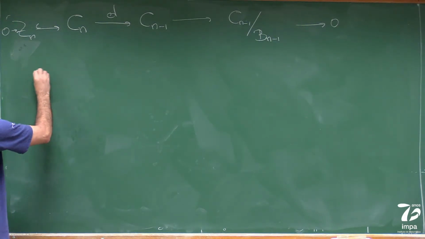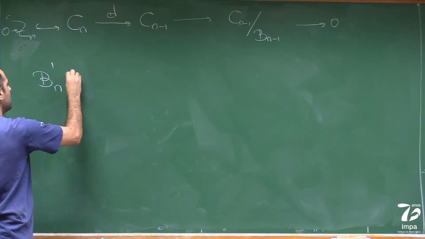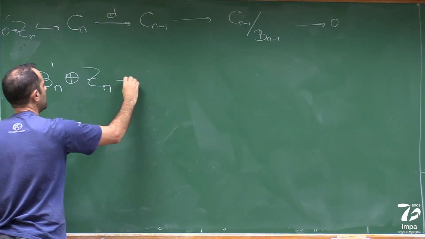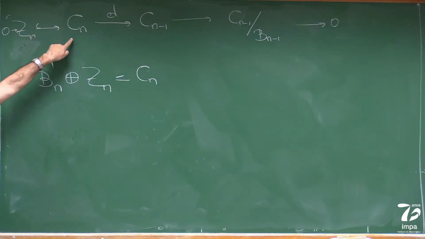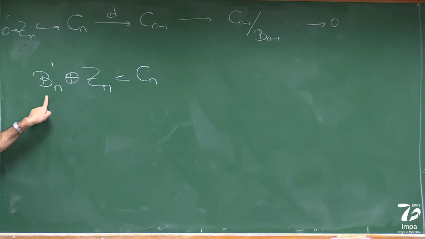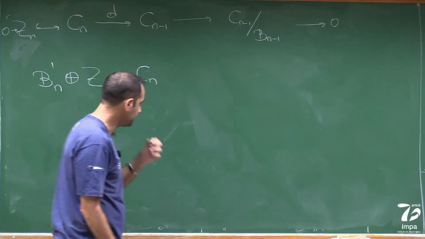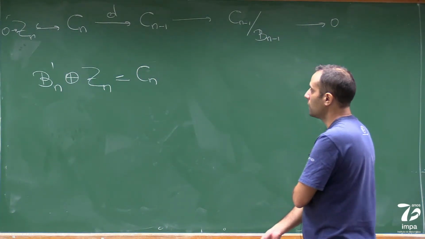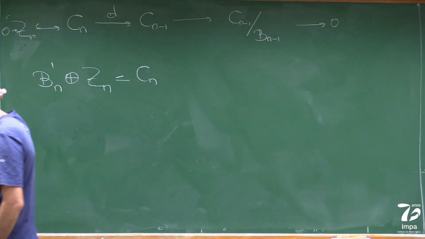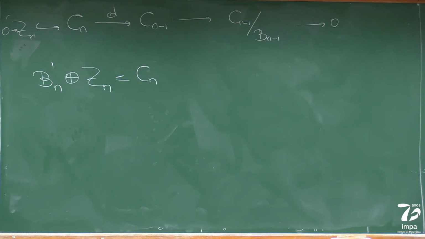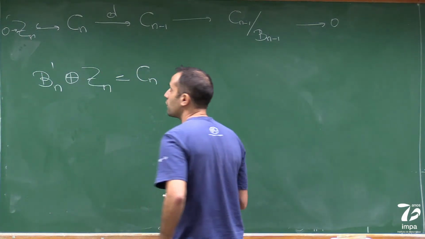So I can find a vector space P prime n that summed up with Zn is Cn. Actually, this is equal to Cn. This always exists. Whenever I have a subvector space of a vector space, I can find a complementary subspace. Okay, so what can I say about this Pn prime? And what can I say about this Zn? Okay, so let's recall what the definition of homology was.